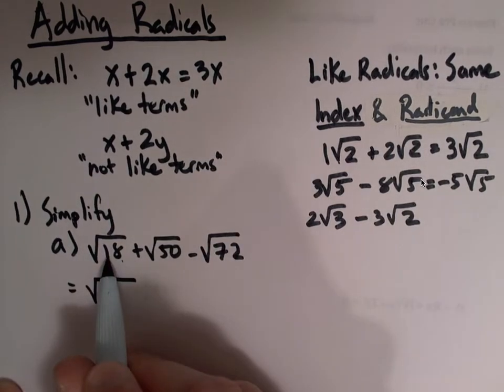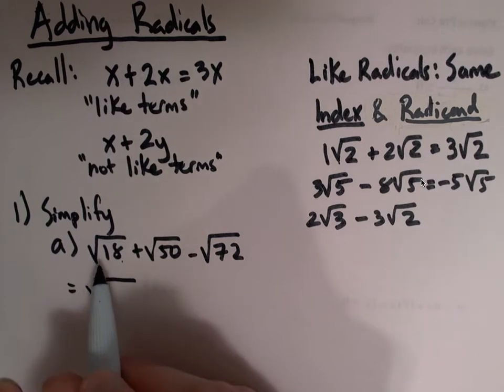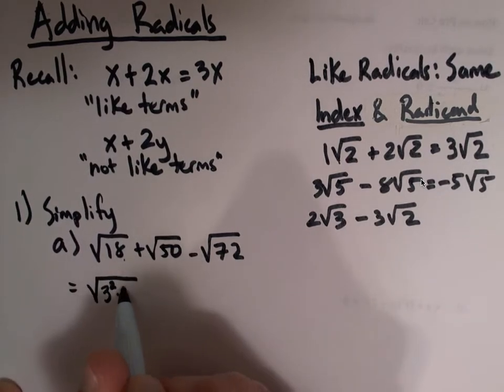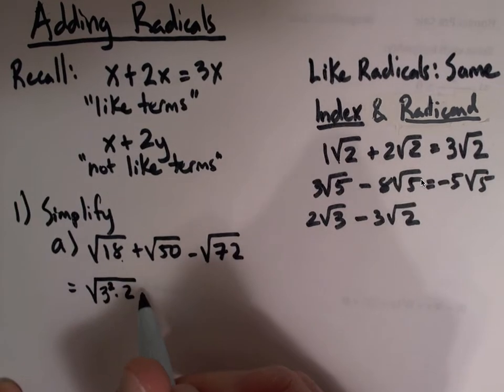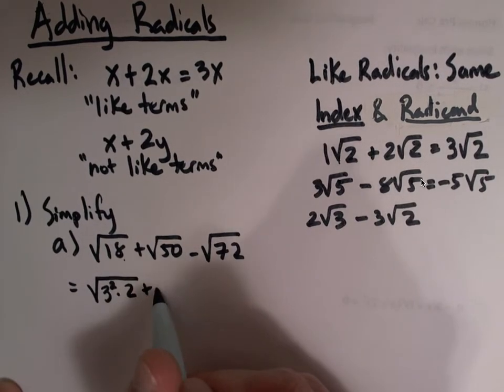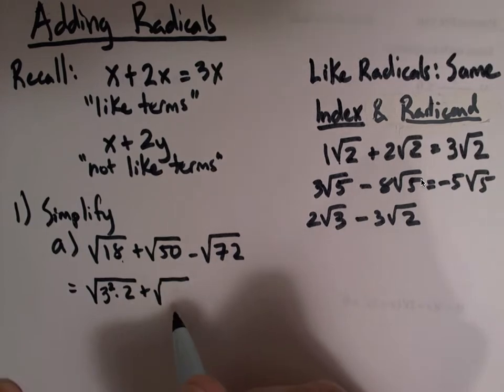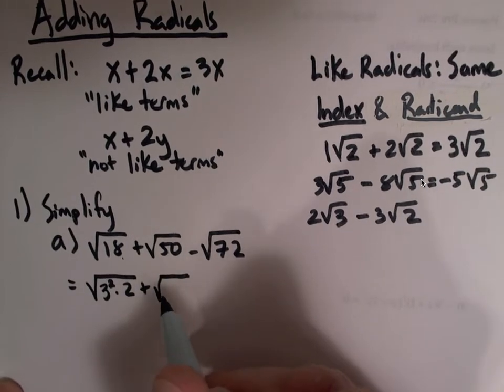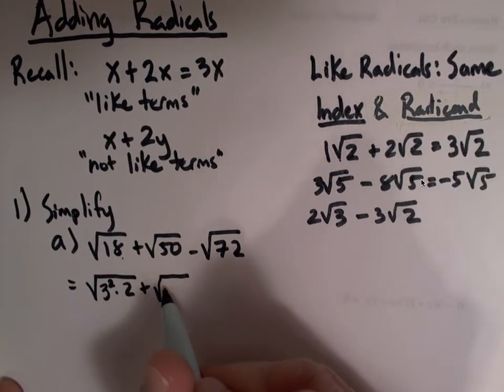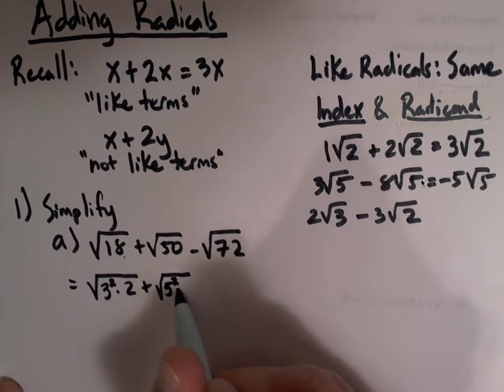Maybe I can work with that. Actually, there is a perfect square in here. I could break it down all the way into 3 times 3 times 2, or I could just call that 3 squared times 2, right? 9 times 2 is 18. Same thing with 50. There is a perfect square in here. That's 25. So I could break that down 5 times 5 times 2, or I could just call that 5 squared times 2.